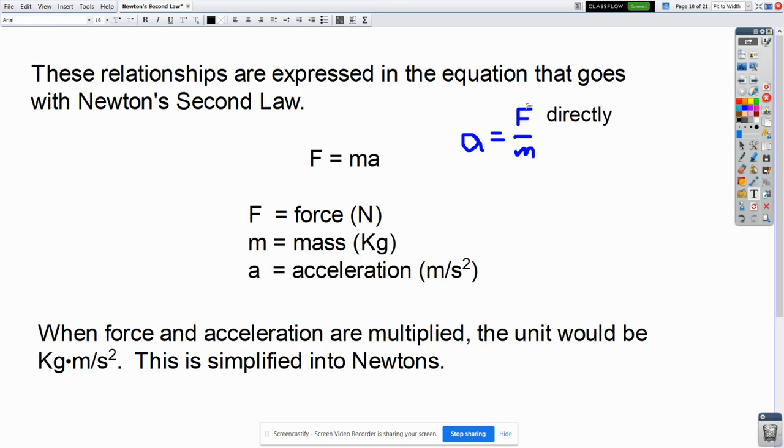If my force is doubled while my mass stays the same, so let's say I started off with 2 divided by 1, my acceleration would be 2. If I doubled the force but kept the mass the same, I did a force of 4 over a mass of 1, my acceleration would also double. It would also be 4. That's a directly proportional relationship, and you get that directly proportional relationship whenever a variable is in the numerator of your equation.